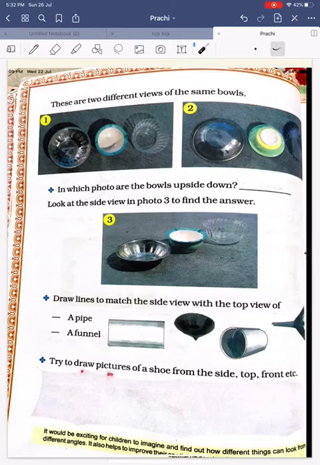Try to draw pictures of a shoe from the side, top, front, etc. So, आपको क्या करना है, अपने शू को ऑब्ज़र्व करना है. From side how it looks, you have to draw that. From top, from front how it looks, and you have to draw all these 3 views.